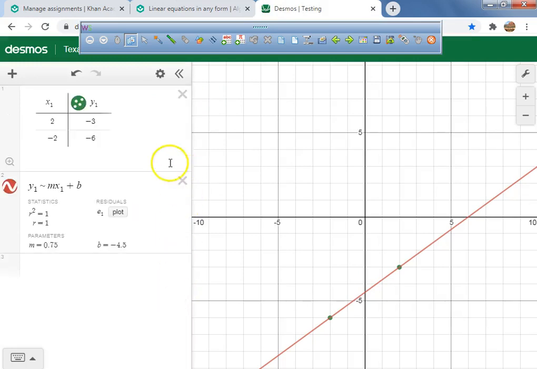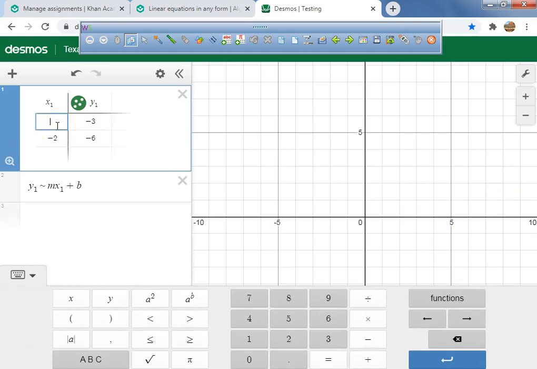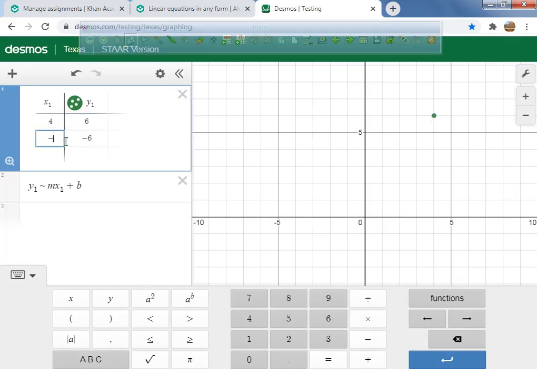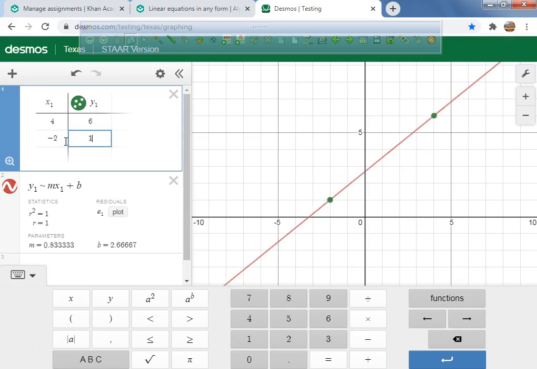Right now I'm going to clear this out. I'm going to go up here. We got to type in different ordered pairs. I know one of the ordered pairs is a 4 and a 6. What was the other ordered pair? Was it negative 2 and a 1? Negative 2 and a 1.